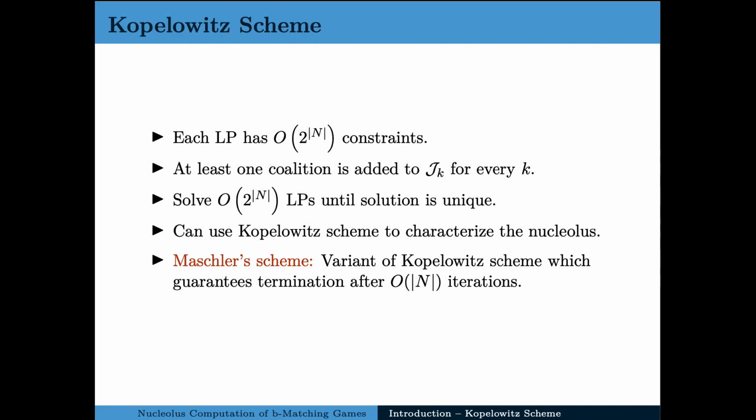It's worth noting that there is a variant of the Kopelowitz scheme called the Maschler scheme, and this actually guarantees termination after a linear number of iterations.